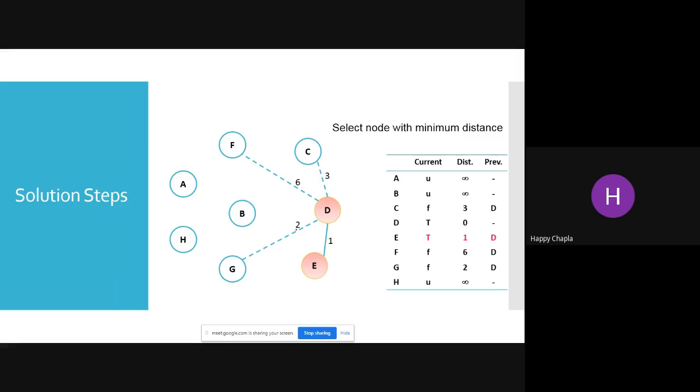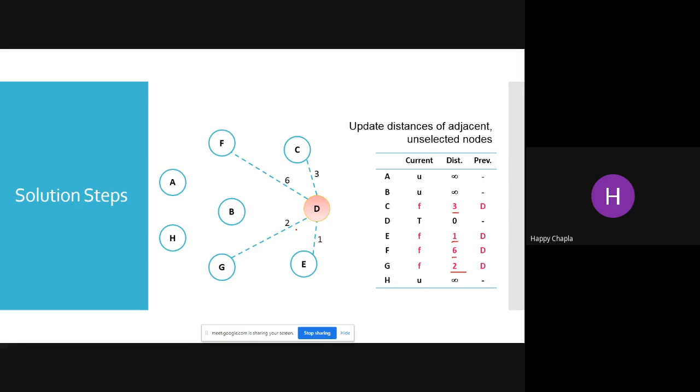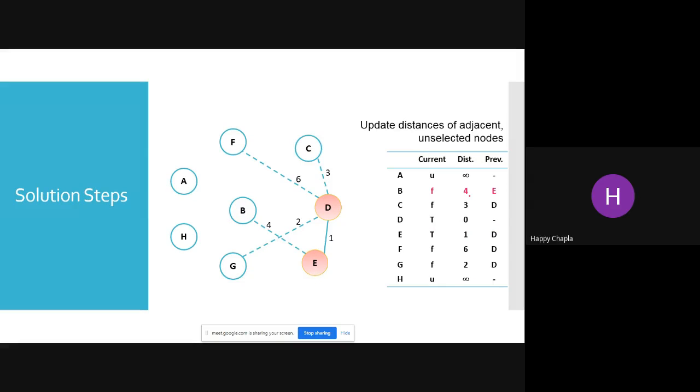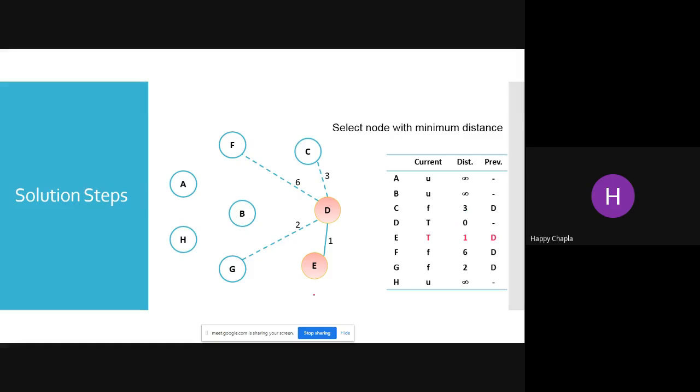So now find the minimum value available from D to the next adjacent node. Which edge contains the minimum value? That is D to E. So this one, right? So we can select that node. Others are as they are, so no need to change those values. Okay, so now we have visited E.